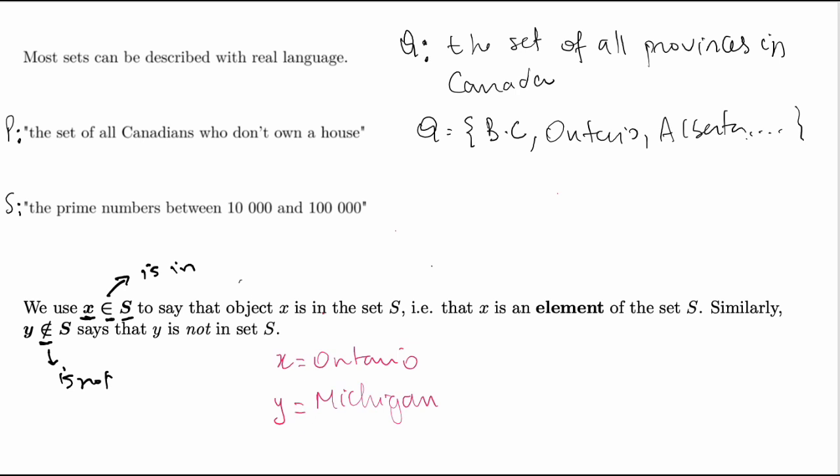Well, imagine that I'm working with the set Q, and we know that Q is the set of all provinces in Canada. So what can I say about these elements? Well, I can say that X is in Q, because yes, Ontario is in the set of all provinces in Canada. So it is an element of Q. But now Y is not in Q because Michigan is not inside the set of all provinces in Canada.